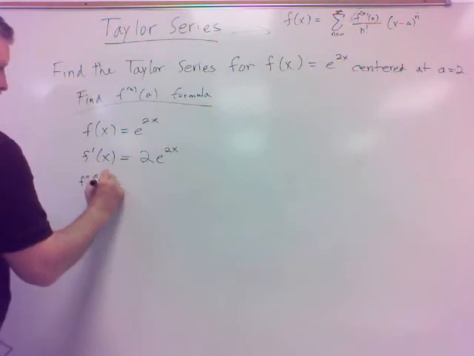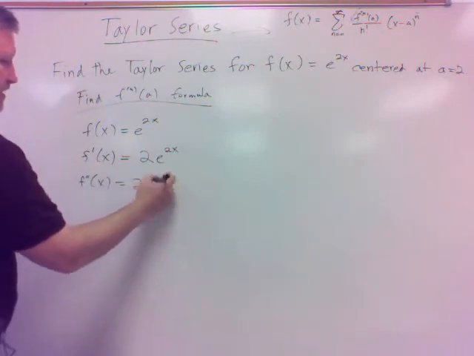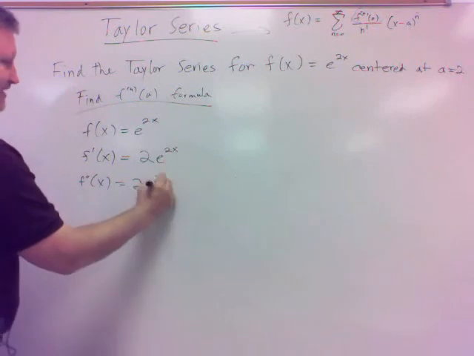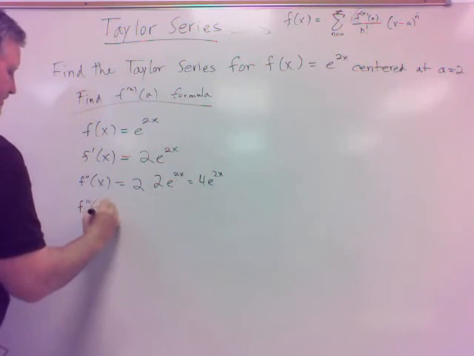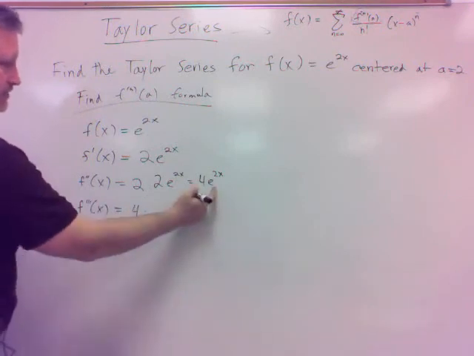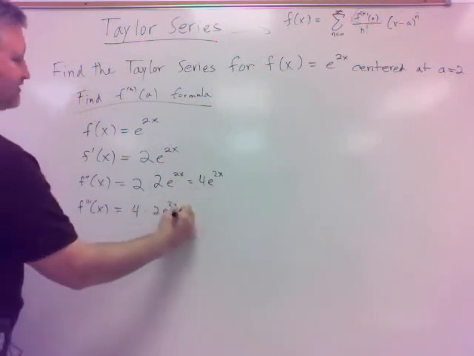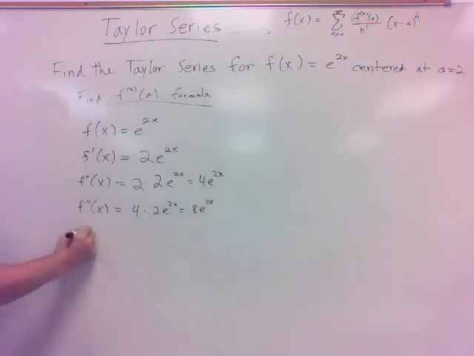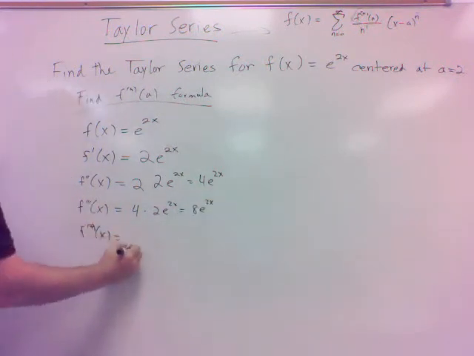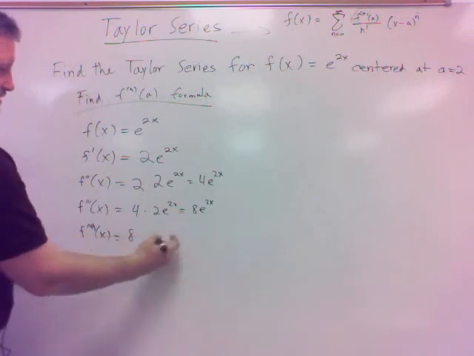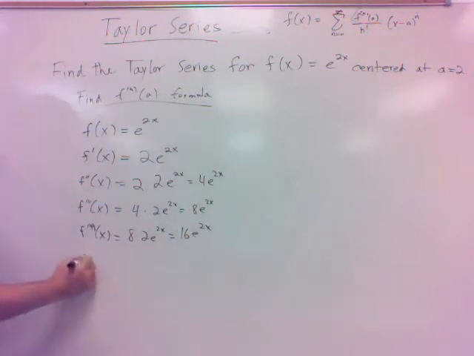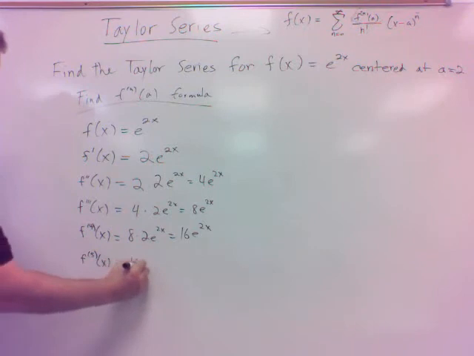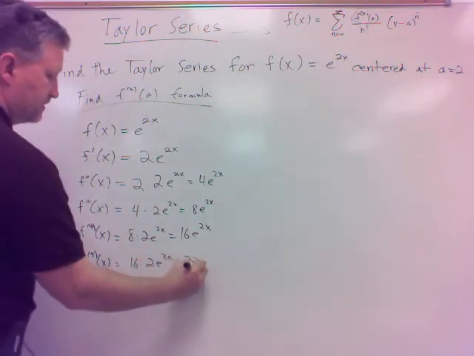Second derivative, well, I've got 2, and then the derivative of e to the 2x, and that's 2e to the 2x, or 4e to the 2x. All right, third derivative. It's 4 times 2e to the 2x again, so that's 8e to the 2x. I can see a pattern here. What's fourth derivative? 8 times 2e to the 2x, so that's 16e to the 2x. And fifth derivative, 16 times 2e to the 2x, which is 32e to the 2x.